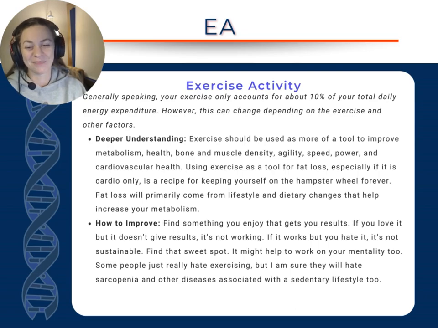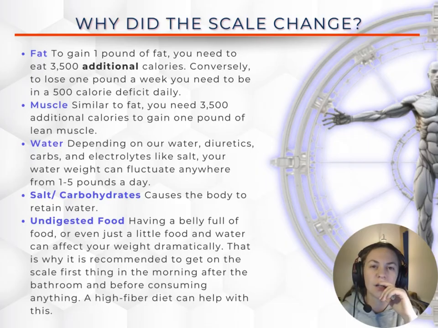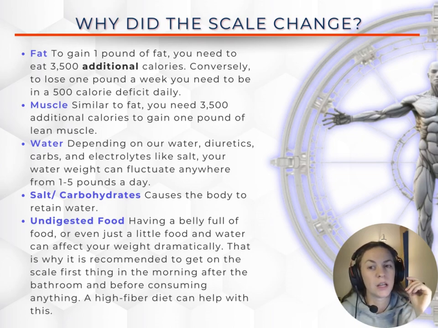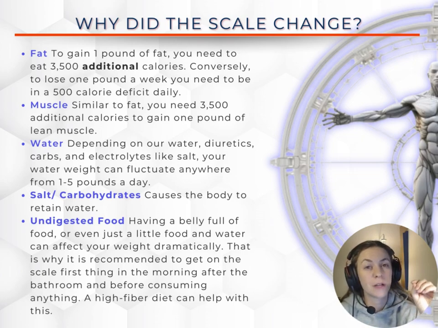So this one here is really important to understand because the scale can change. Sometimes the scale goes up and down and it has nothing to do with whether you've gained fat or muscle. In fact, there are about 3,500 calories in 1 pound of fat as well as 1 pound of muscle.